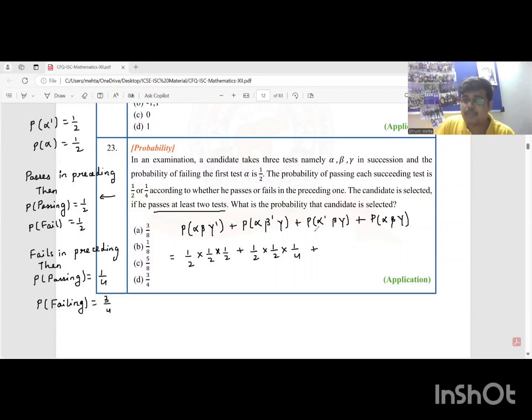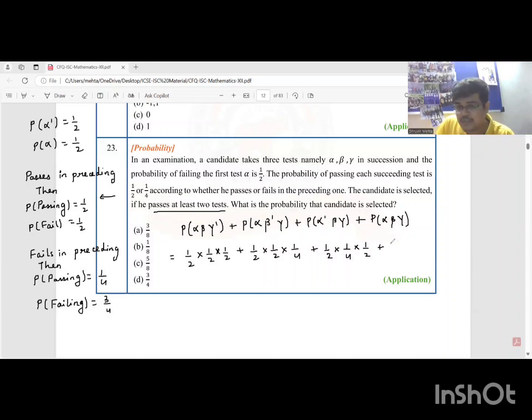Further students, we have probability of alpha dash, beta, gamma. So alpha dash over here students is failing in the first one. So that is going to be half. For beta students, the preceding one is alpha. Which means students, when he's failing, we're going to discuss about this. If he's failing in the preceding one, probability of him passing the beta test is 1/4. For gamma students, preceding is beta, he's passing that. So we'll go to the first information, probability of passing gamma is half.